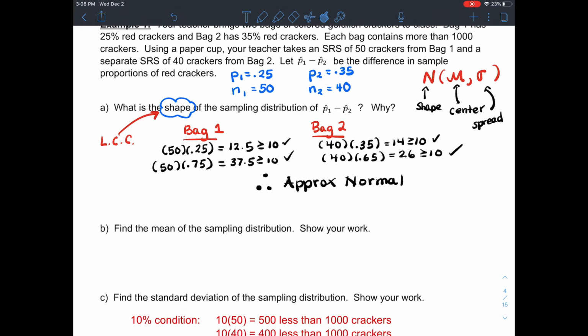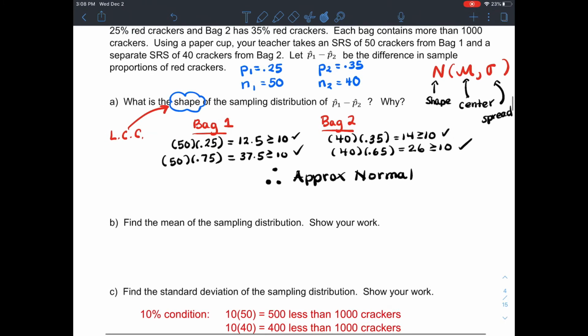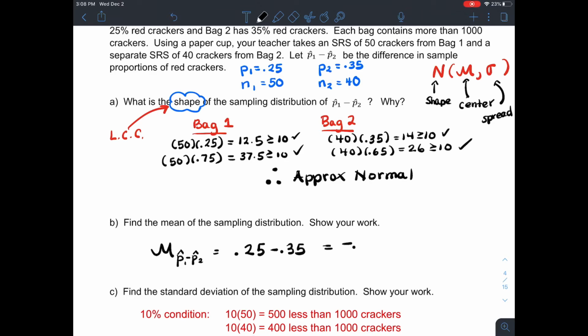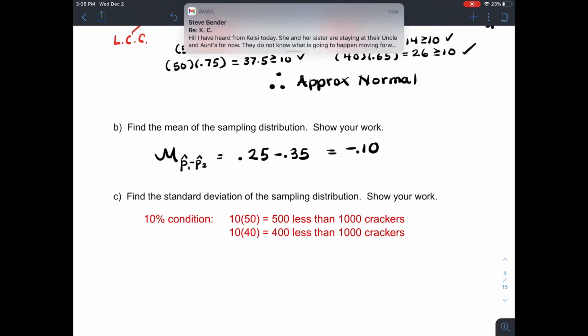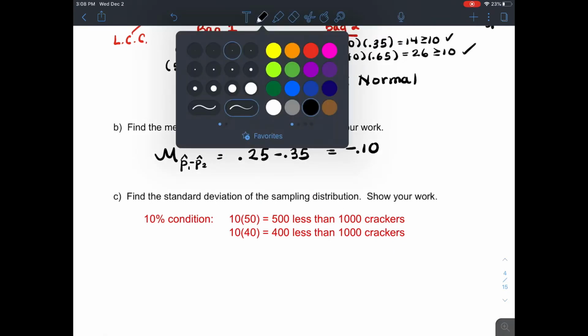Okay, part B is asking us to find the mean of the sampling distribution. Now there really is not a condition for us to show for this. We just know that the mean, or the center, would be the difference in the population proportions. Okay, so when we take the difference in the proportions of red crackers, it's a little less than 10%, that difference there. Okay, and then for our standard deviation, it's asking us to find the standard deviation.